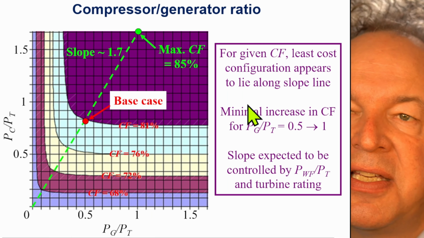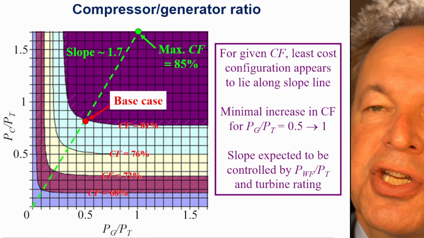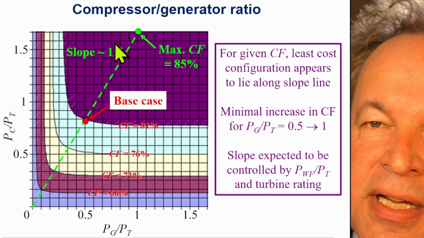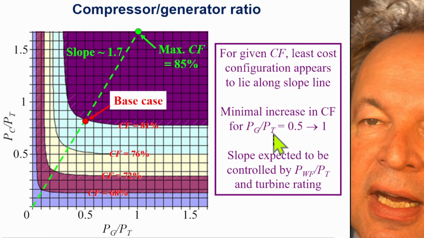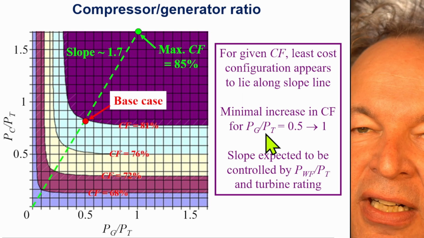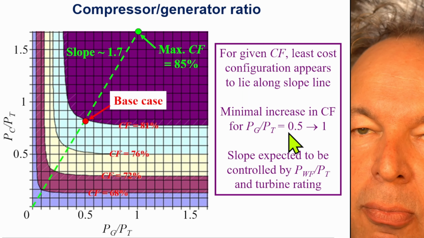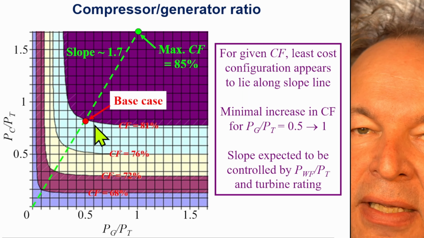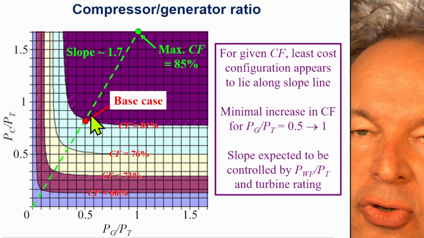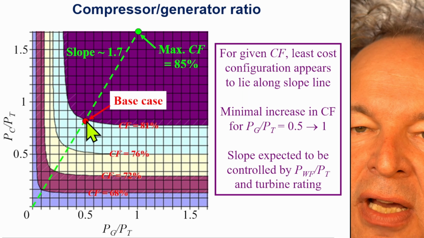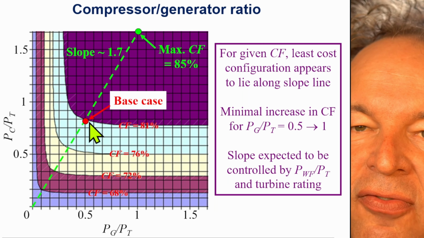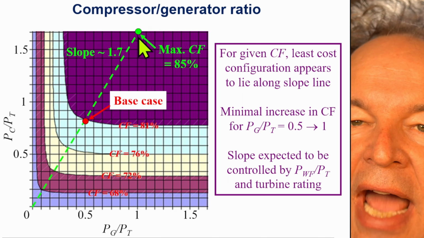So for a given CF, that's our case, the least-cost configurations appear to lie along the slope line. This is our slope line with an elevation of 1.7. We have a minimal increase in capacity factor if we go above the base case, so if we go above 0.5 to 0.8. This doesn't help us. You see here the difference: you double the generator size and the capacity factor only goes up from 80 to 85%.